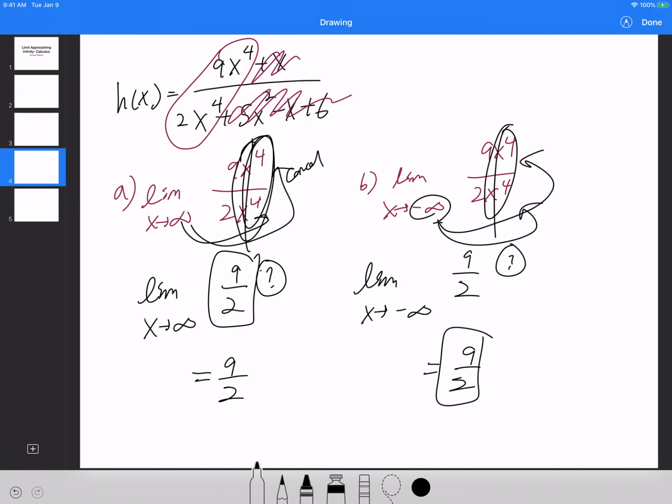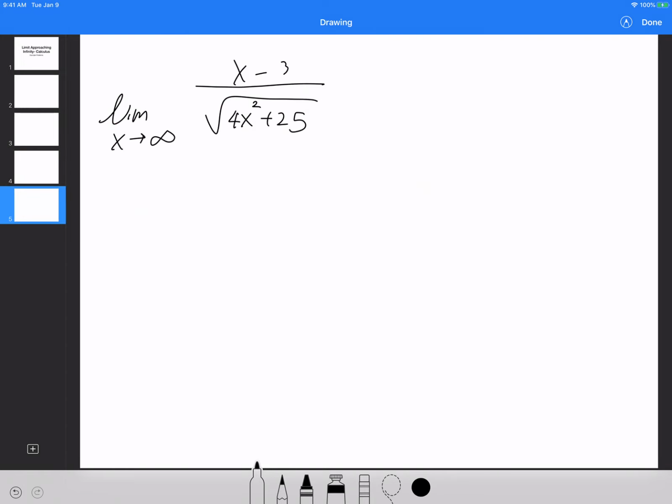So there is no point. So the limit is just simply 9 over 2 for the third question. Now for the last question, it just gives you that limit as x approaches positive infinity. So that's the only thing that we're going to do.